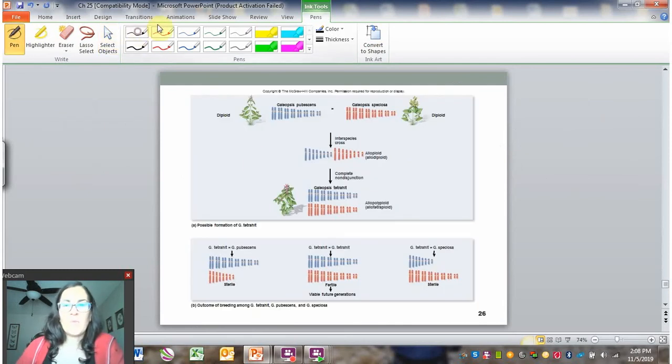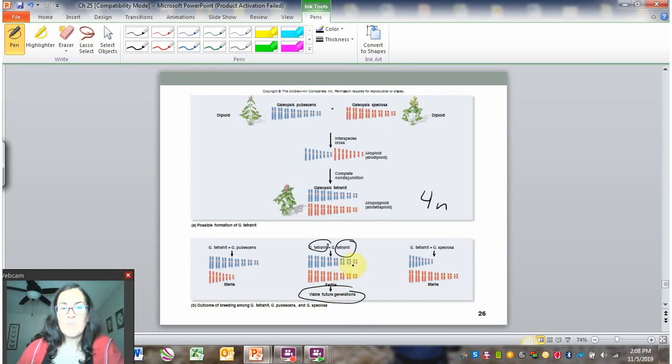And so one example that we can look at is a cross between 2 types of plants. So if you cross one type with the other type, the blue and the red, you get an interspecies cross. This is the alloploid. And then if the alloploid becomes an allopolyploid, so now this is a tetraploid individual, it actually becomes a new species. And so the reason why we consider it a new species is because it can cross with itself. So its scientific name is Galeopsis tetrahit. If you cross Galeopsis tetrahit with another Galeopsis tetrahit, you get viable future generations.